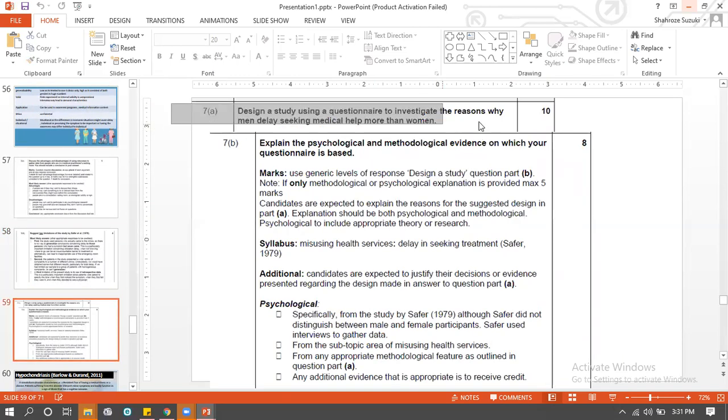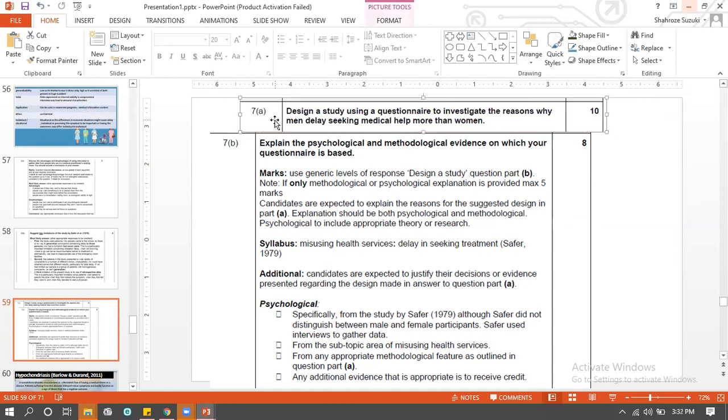Design a study using a questionnaire to investigate why men delay seeking help more than women. All right, so this is the question. You know what? You need to design a questionnaire. What do you need to find out? You need to find out more why मर्द ज़्यादा देर करते हैं as compared to women in terms of seeking treatment. First of all, you want to figure out is, are they asking you to compare any findings or discover any findings? What you guys think?